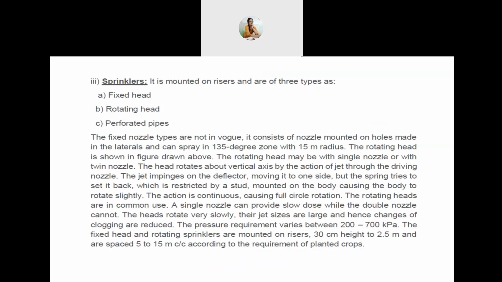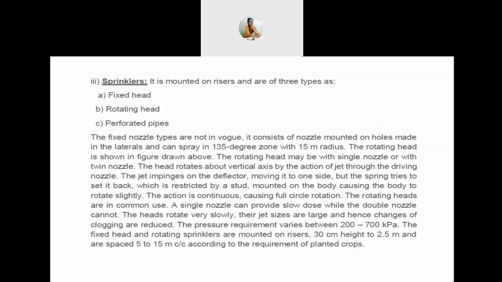Sprinklers are mounted on risers and are of three types: number one, fixed head; number two, rotating head; number three, perforated pipes. The fixed nozzle types are not in vogue. It consists of nozzles mounted on holes made in the laterals and can spray in a 135-degree zone with a 15-meter radius. The rotating head is shown in the figure drawn above.